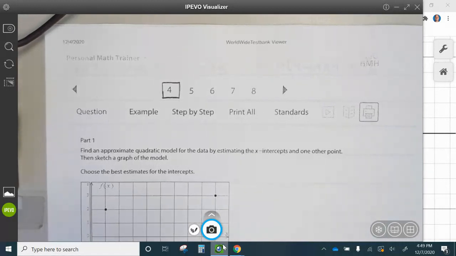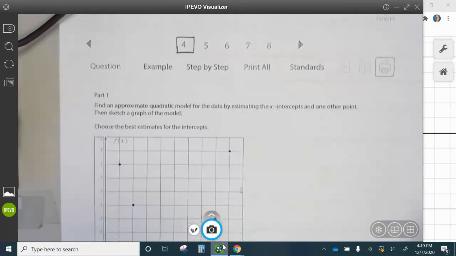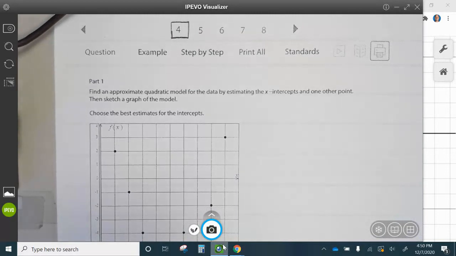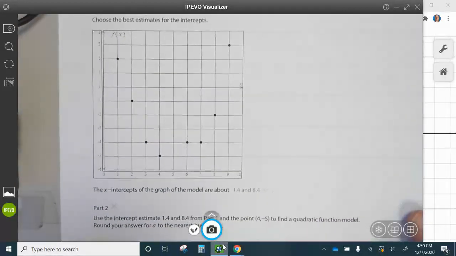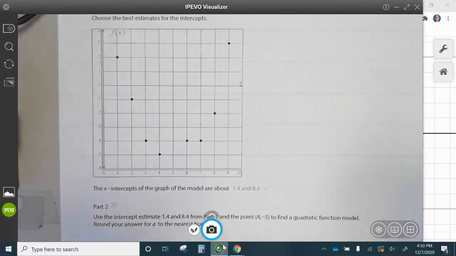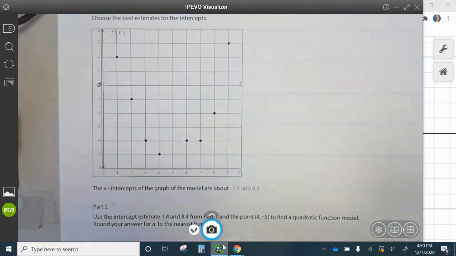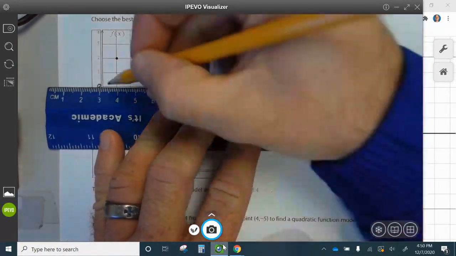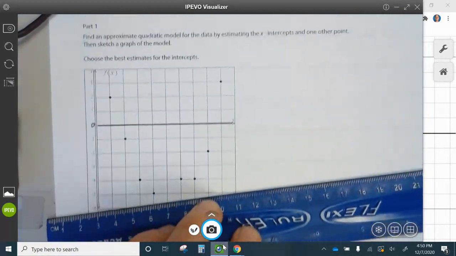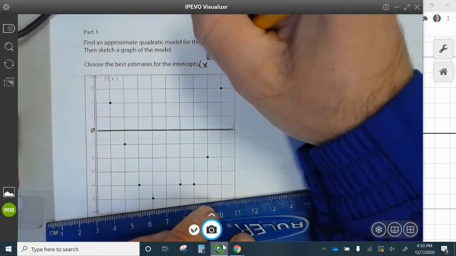All right, question 4, part 1. Find an approximate quadratic model for the data by estimating the x-intercepts and one other point. Then sketch a graph of the model. Okay? Now, you first want to find the x-axis, which is where y is 0. So there's 0 for the y value, that means this is the x-axis. And that is where you're going to find the x-intercepts.